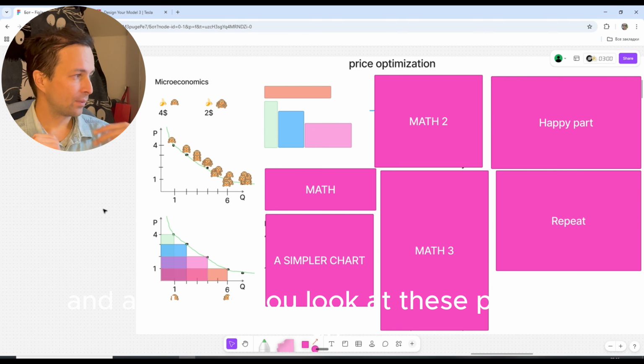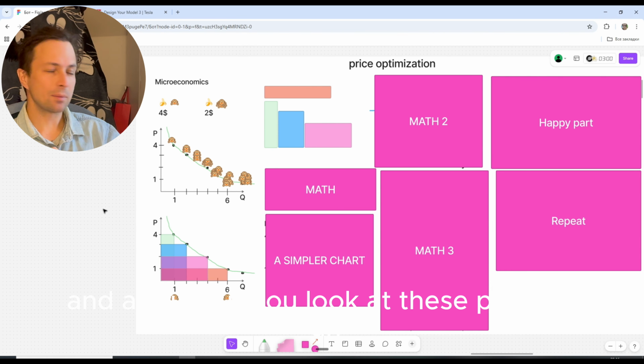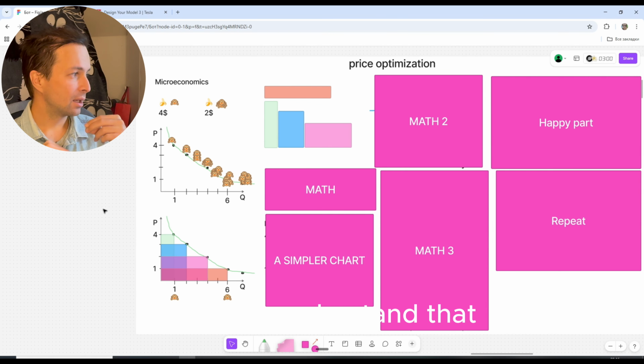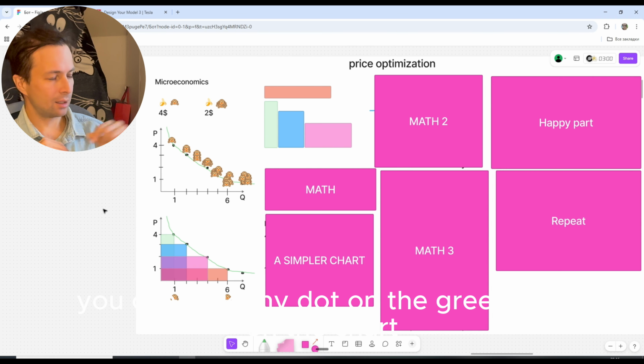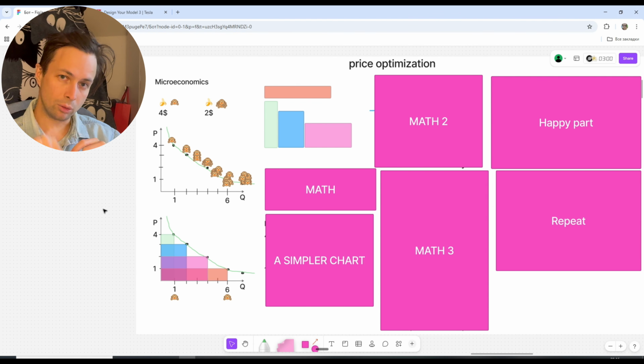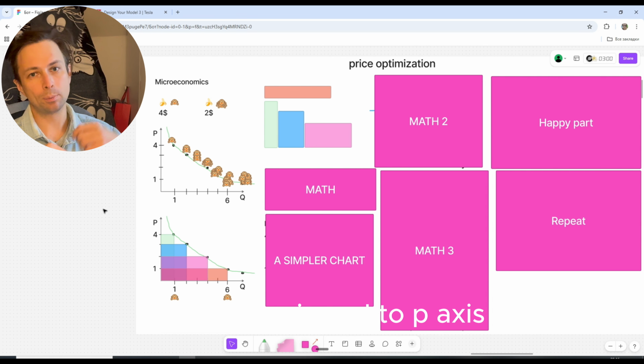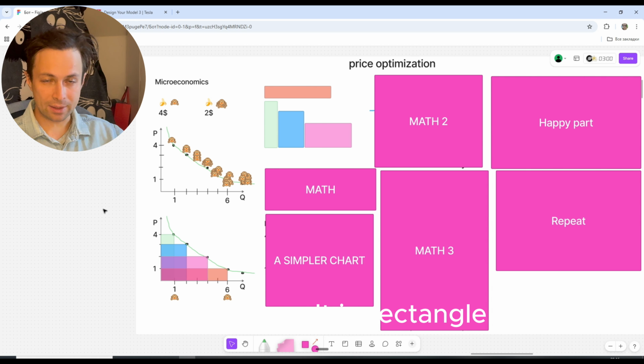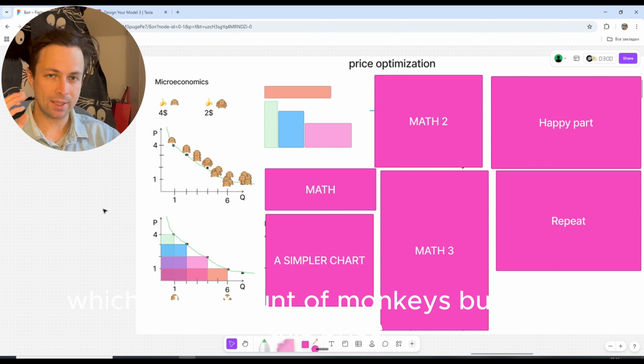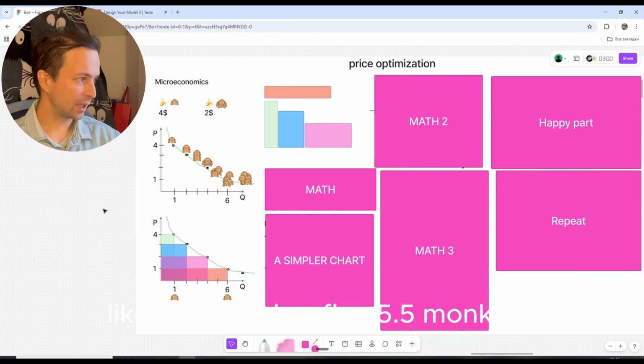And actually, if you look at these pictures, you can understand that you can pick any dot on the green line on the chart, make the line projections of this dot to the axes, like to the Q axis and to the P axis, and the resulting rectangle would represent the revenue which this amount of monkeys buying at this price will generate for you. Like even if it is 5.5 monkeys.